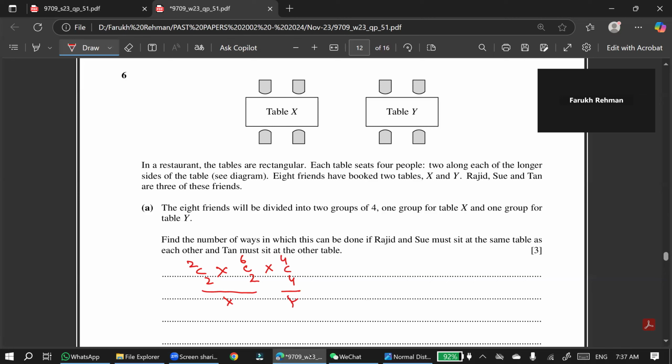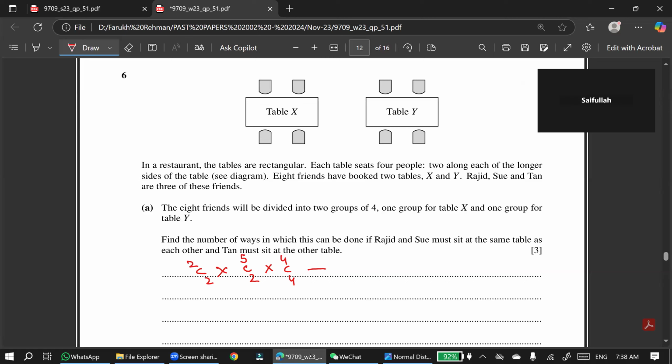Now we will repeat the same process. Now there is a mistake. We don't want Tan to sit on table X because Rajit and Sui are sitting on table X. So we have 5 options to fill the 2 places. We will have to remove Tan from the list which are available for table X now. Should I repeat this condition?